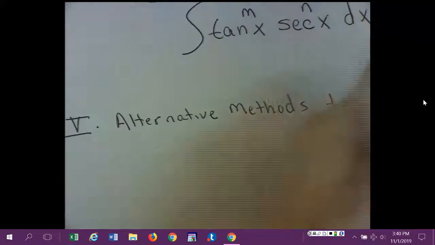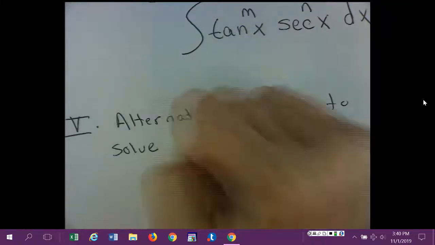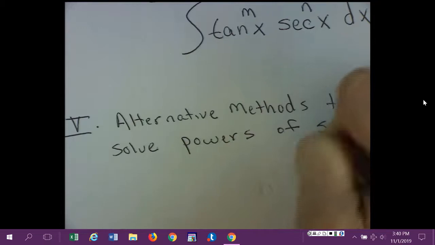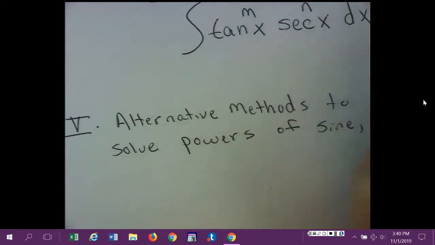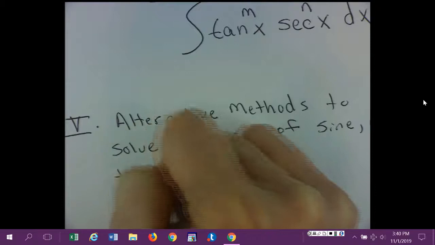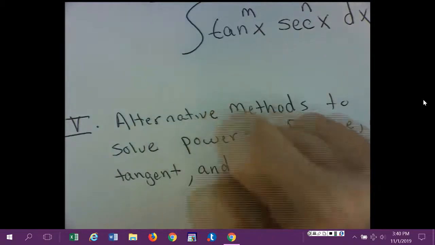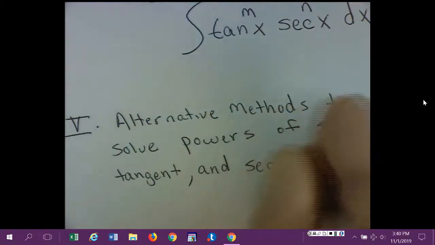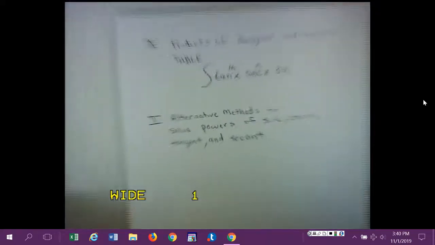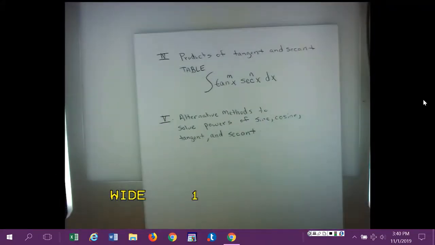To solve for the powers of sine, cosine, tangent, and secant. So that's the overview of the entire section. And I have examples for every Roman numeral.